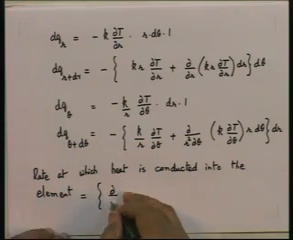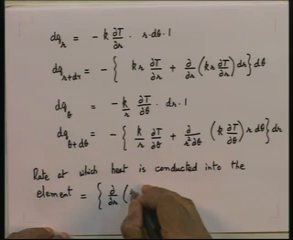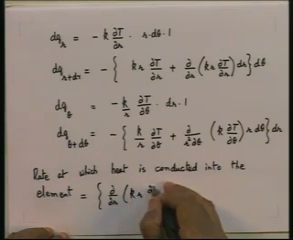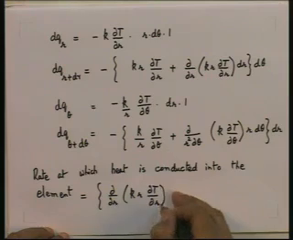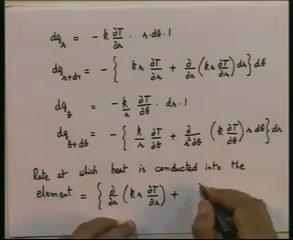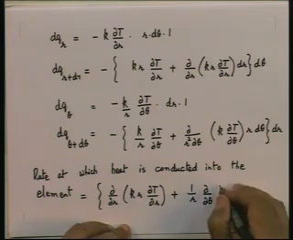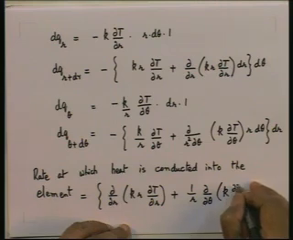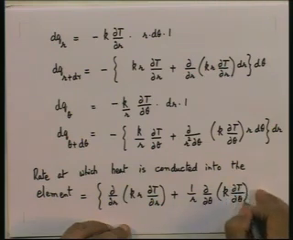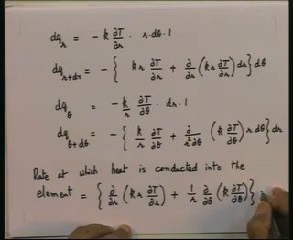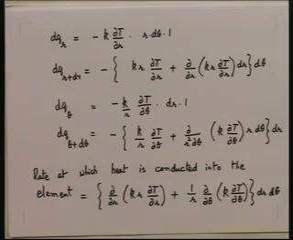d dr into kr dt dr plus 1 upon r d d theta multiplied by k into dt d theta, the whole thing multiplied by dr d theta. That is the rate at which heat is conducted into the element. Okay. Now, this is what we have earlier called as 1.